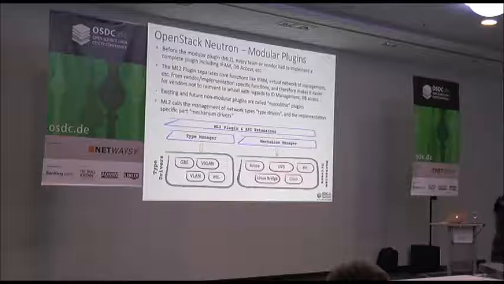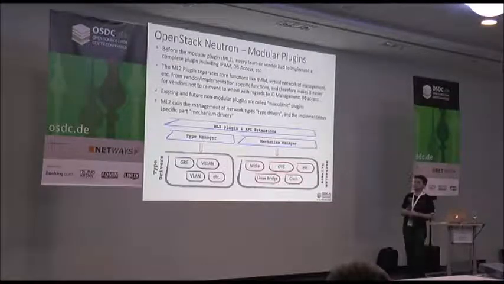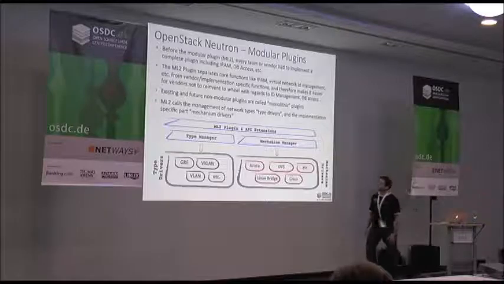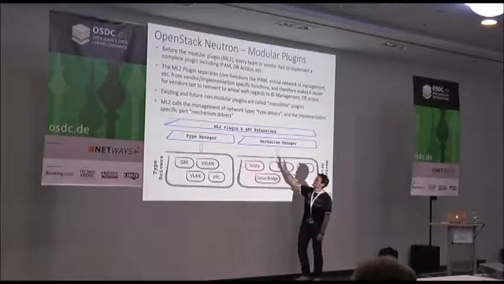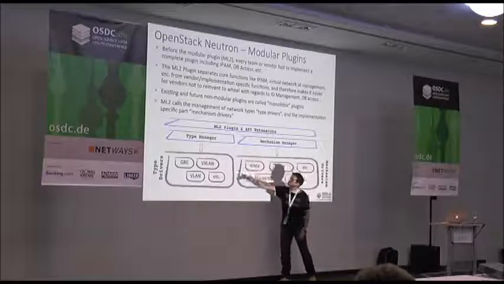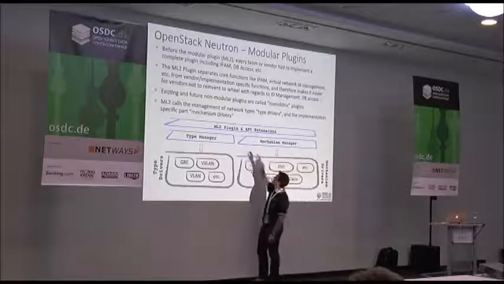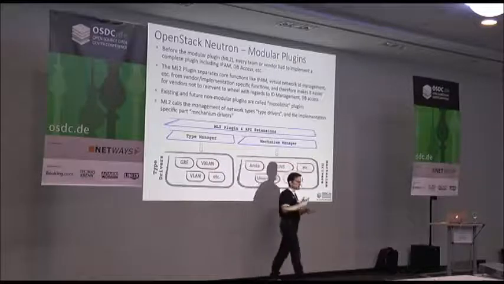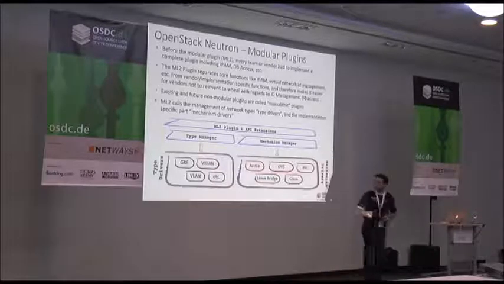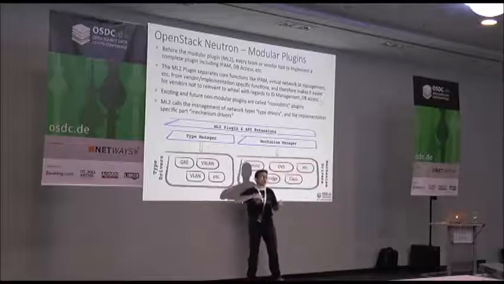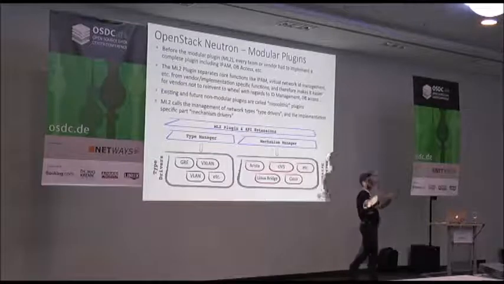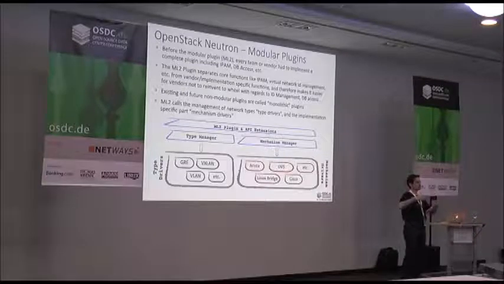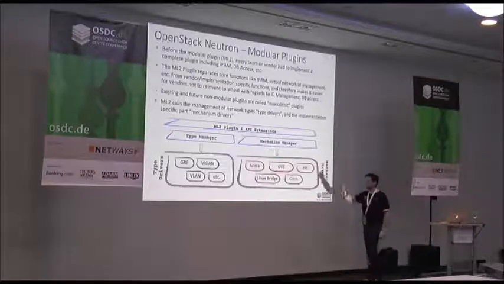So the idea was let's build a modular plugin. And instead of building one, what we now call a monolithic plugin that does all the work, we'll just have what we call now type managers and mechanism drivers. Type drivers and mechanism drivers controlled by the type manager and the mechanism manager. So type drivers are drivers that handle the ID space of a certain protocol. Like for VLAN-based networks, it would handle which tenant gets what VLAN ID, from VLAN 100 to VLAN 2000. So I'll tell ML2 to handle VLANs from 100 to 2000. And same for VXLAN, et cetera, et cetera.